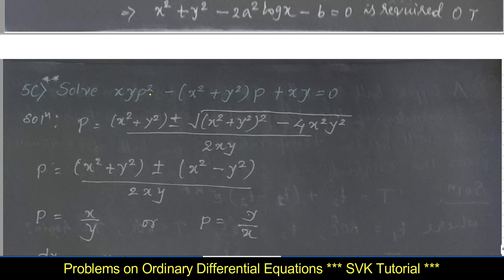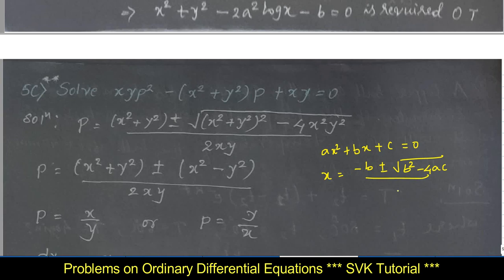So solve xy p square minus x square plus y square on p plus xy equal to 0. So solve for p. We are going to get p equal to, I am going to apply a standard quadratic equation, as we know that ax square plus bx plus c is equal to 0. When this is a quadratic equation, then solve for x is nothing but minus b plus or minus square root of b square minus 4ac divided by 2a.